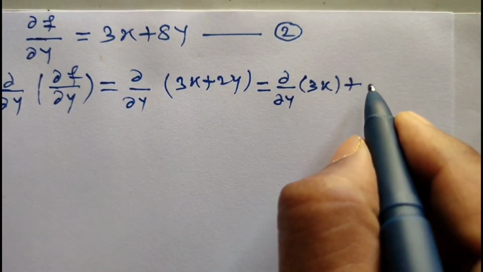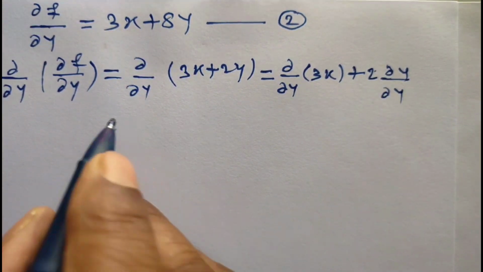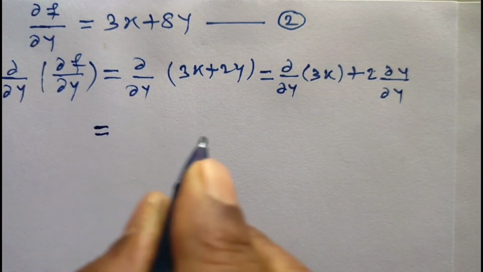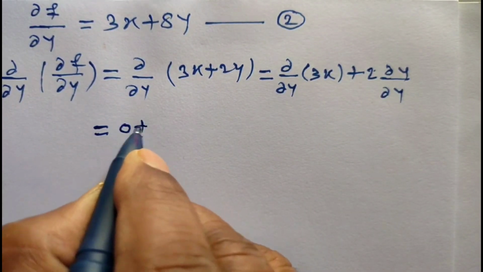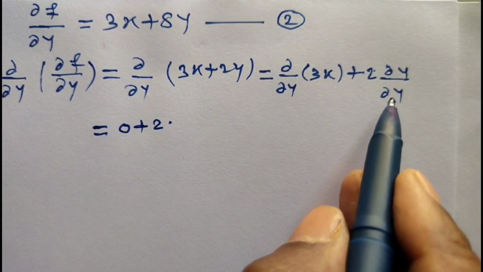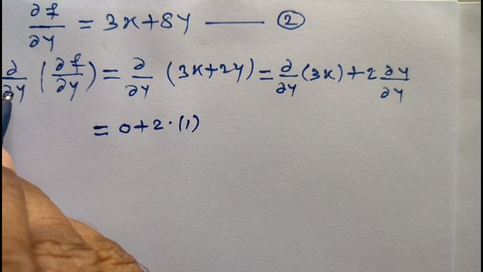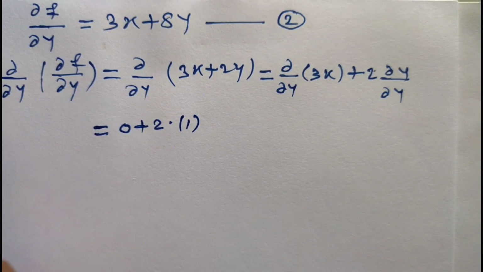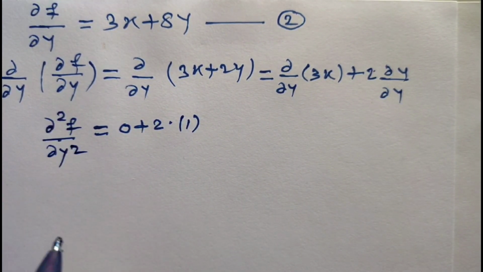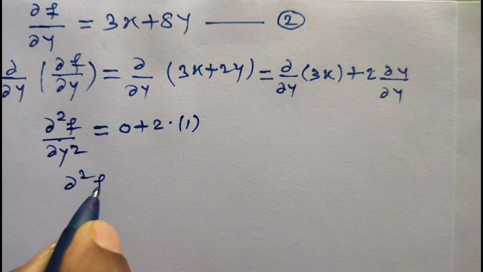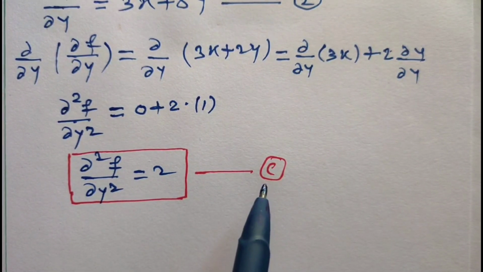So partial derivative of y with respect to y, this is equal to, we can write, 3x is a constant term, so derivative with respect to y is 0, plus 8 into partial derivative of y with respect to y is 1. This is what partial derivative of dou f by dou y with respect to y is, and which is given by dou 2f by dou y square. Hence dou 2f by dou y square is equal to 8. Okay, we are considering this as result number 6c.